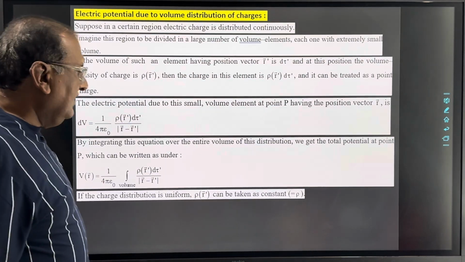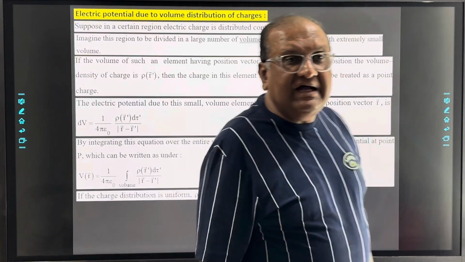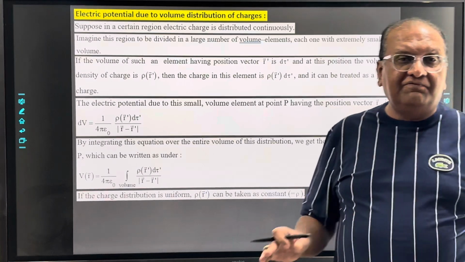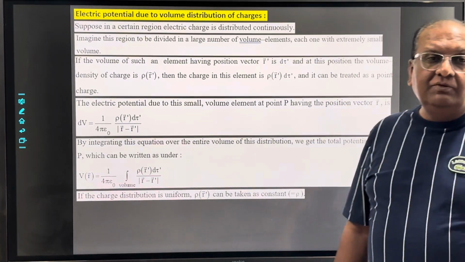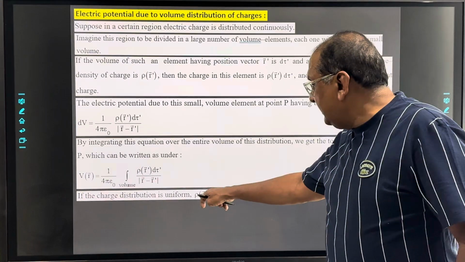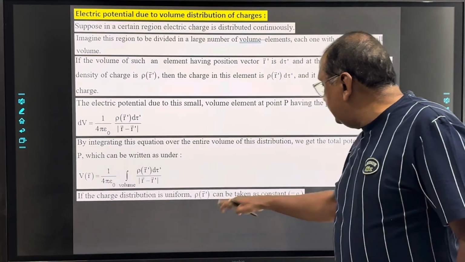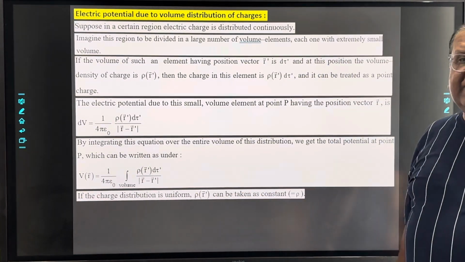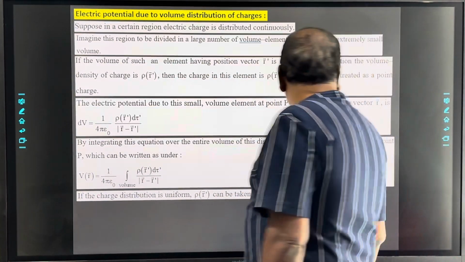So here if the charge distribution is uniform and the volume charge density is constant, then instead of taking rho at r dash, you can simply consider it as rho. Clear to all of you?